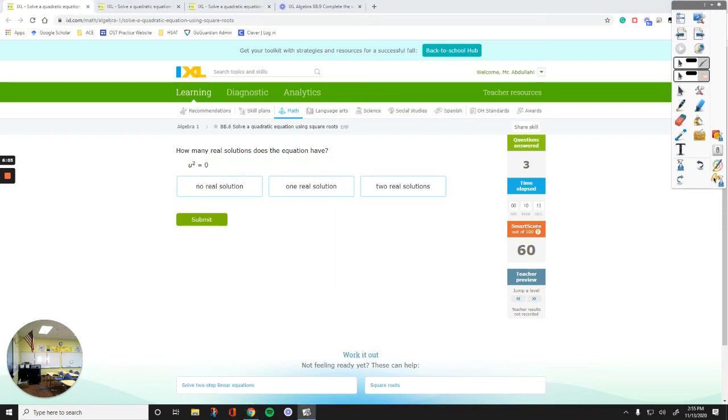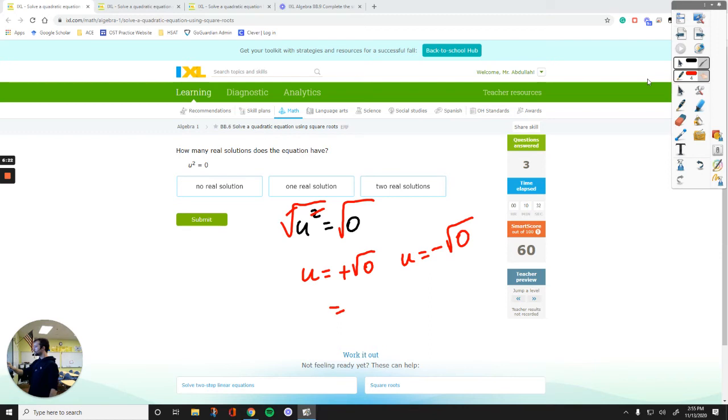Let's see this. U squared equals 0. So get rid of that square by doing this. U equals plus square root of 0, and then U equals negative square root of 0. What this means is 0, and then that is 0 as well. So these are the same solutions.